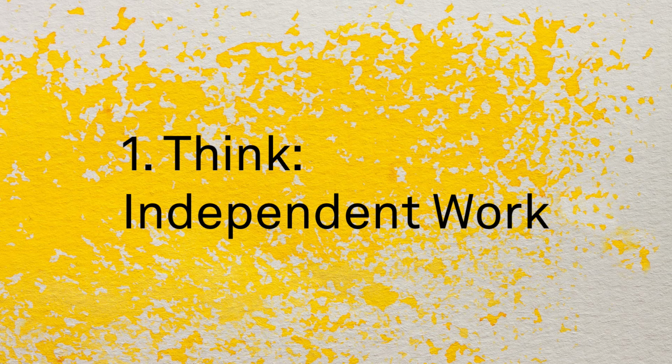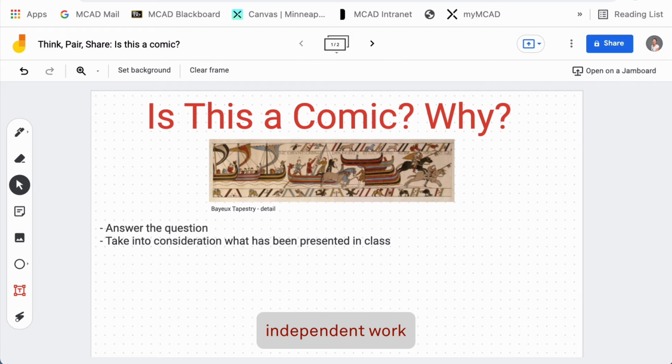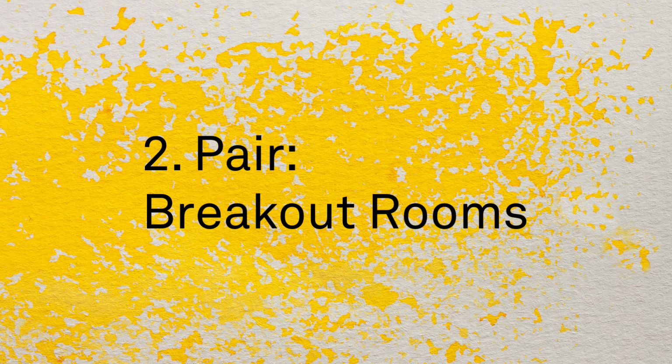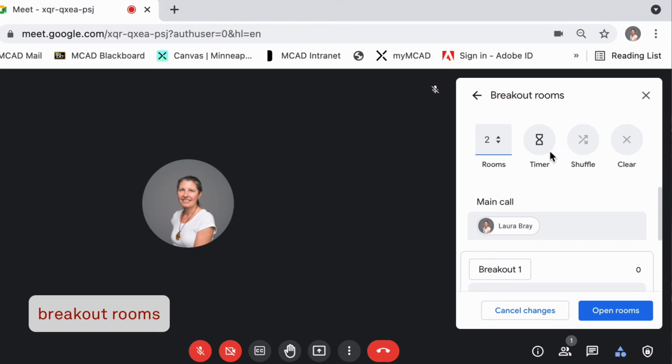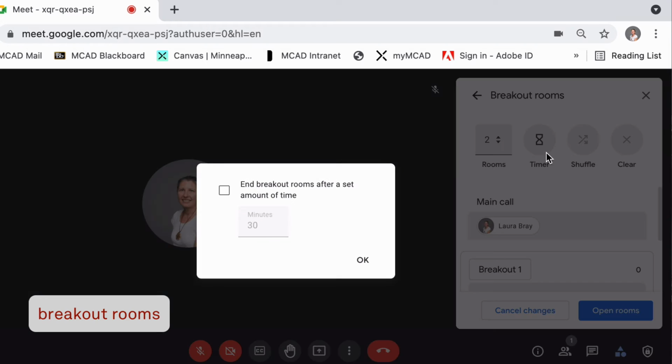The first step is to reflect on the material presented. Our students will work on their own by answering the question we posted on Jamboard. Next, students will work in pairs in breakout rooms. We are going to add a timer to the breakout rooms so that everyone can gather again to share the results of their discussions.